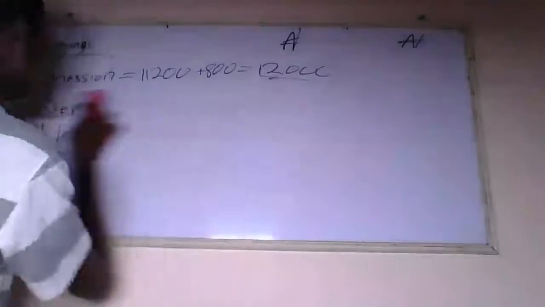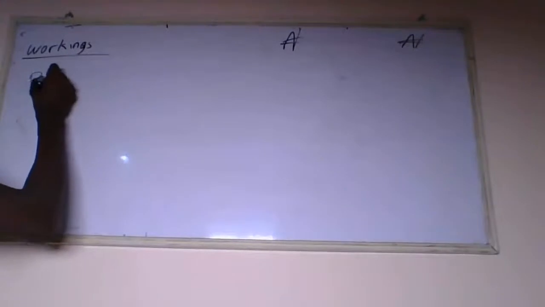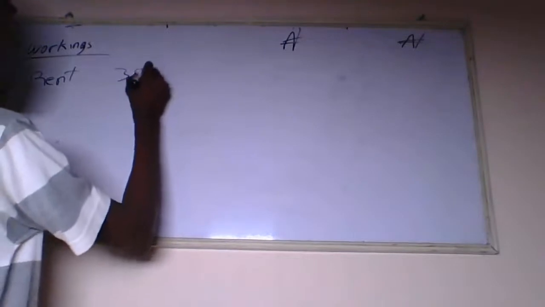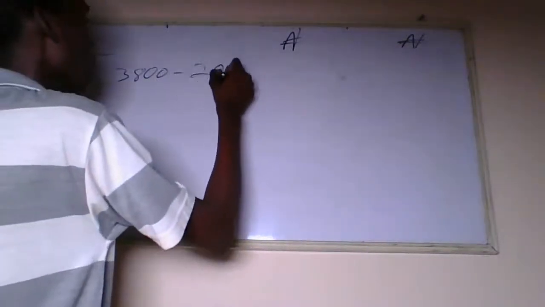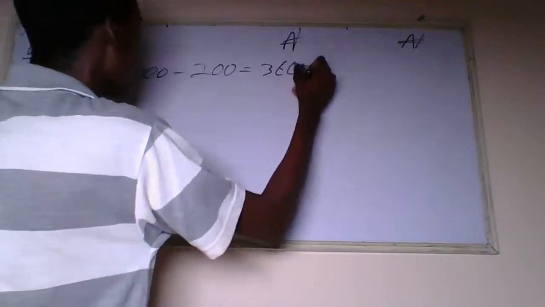Moving on to the next information, we have rent. In additional information 7, we have rent in advance amounting to 200. The rent given to us in the question, we have it as 3,800. Now, this is not rent paid, it's rent received. So it's income and it's given to us in advance. So minus 200, 600.